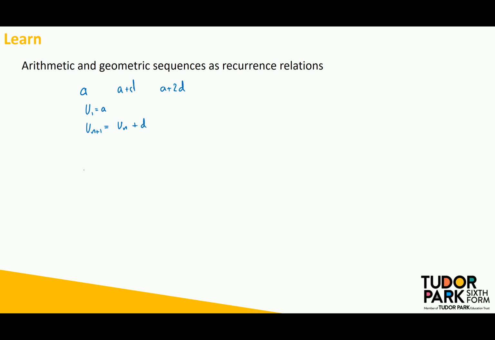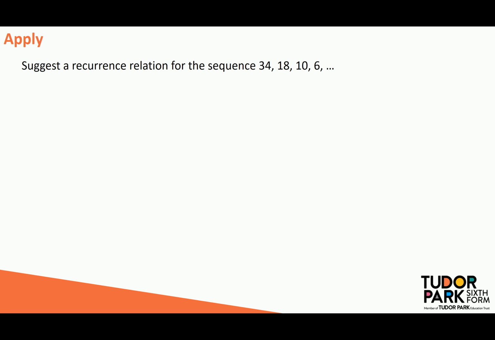We can do the same thing with geometric sequences, so here we have a, ar, ar squared, and so on, where the first term in this sequence is a. Now our rule this time, to get to the next one in the sequence, what do you need to do? Well, you would need to take the previous term, u n, and you would need to multiply that by r. And this gives us two examples of recurrence relations.